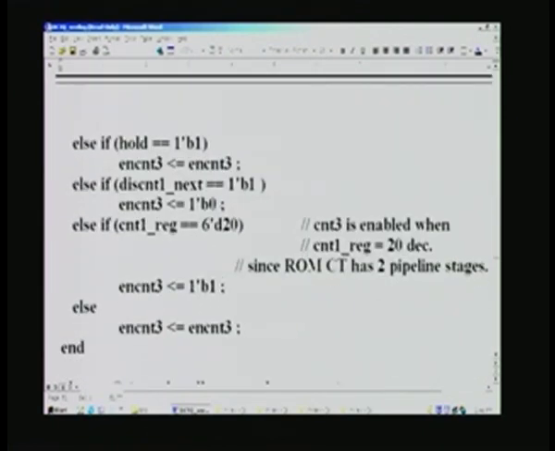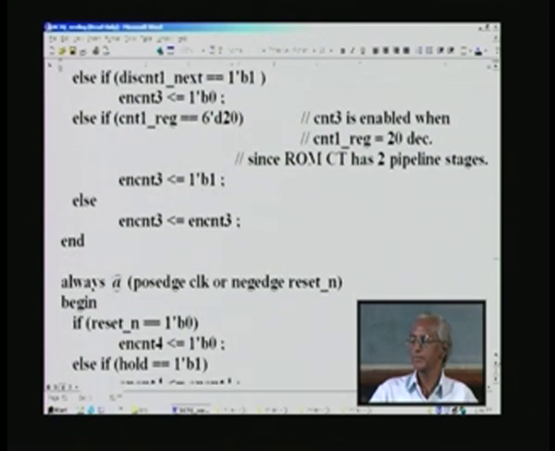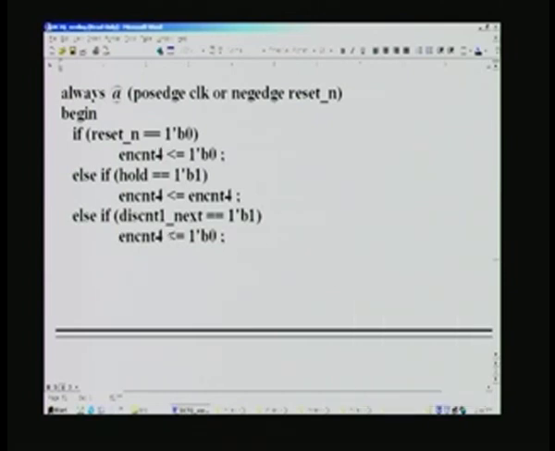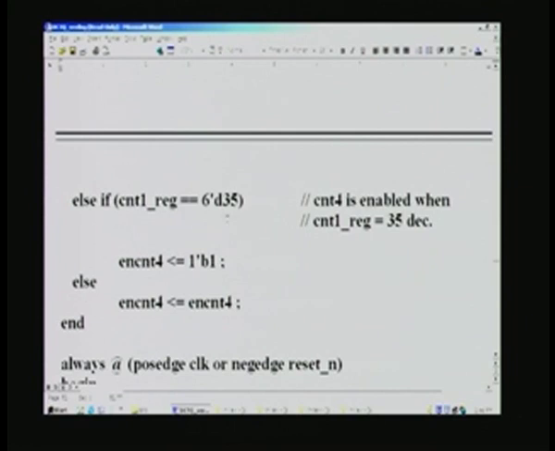This is for enable counter 3, and everything is exactly the same except that for 20 this is being done. This is for CT and ROM CT access here, and counter 3 is enabled when counter 1 reg is 20 decimal. Of course, ROM CT has 2 pipeline stages, and therefore the 20 is arising. And similarly for counter 4, exactly the same, except once again it is a different value here, 35.